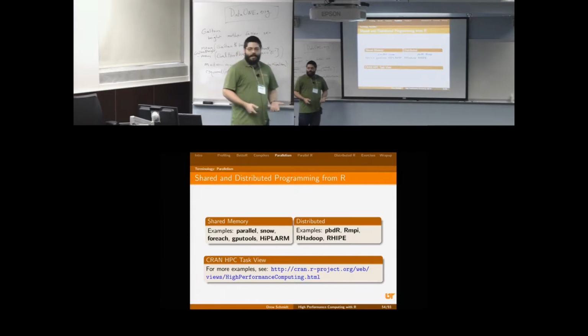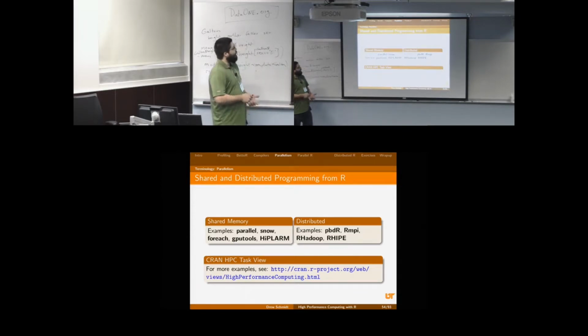In R, there are packages for dealing with all of these things. For shared memory machines like your laptop, a single node of a server, or even a supercomputer, you have the parallel package, which has been around since I think R 2.11 or so and is a recommended package. There's snow, multicore, gputools if you have a GPU, HiPLARM if you have access to a GPU, which does linear algebra on a GPU, and many more. For distributed, you would say these and a few more maybe.